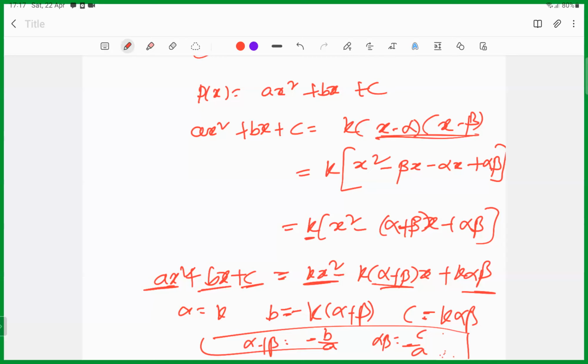No, here we are expressing x square plus bx plus c, a polynomial, as k into x minus alpha into x minus beta, no? Okay, sir. So what are the zeros there? Alpha, beta, right? x minus alpha equal to 0, x minus beta equal to 0. Yeah, sir. So alpha, beta are the zeros. Some constants, some real numbers.